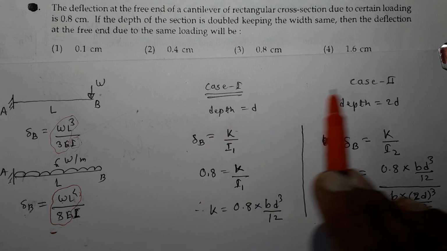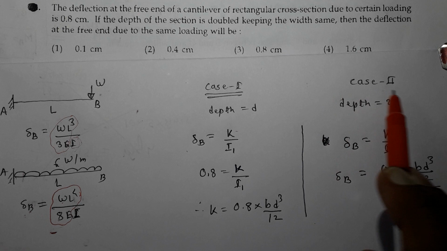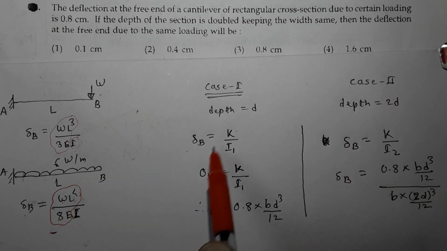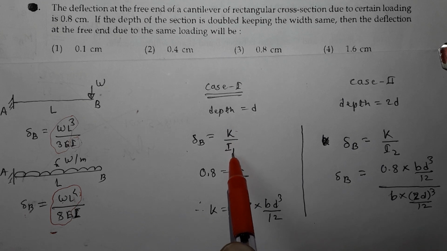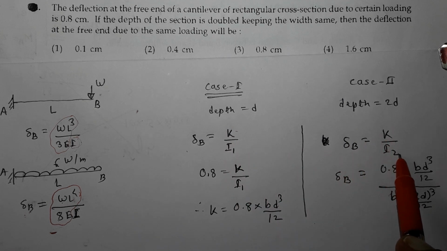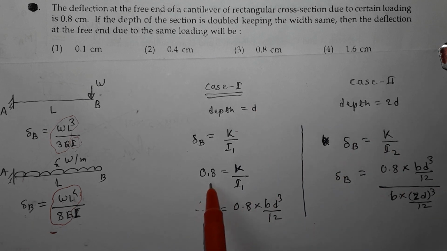Now I am considering two cases. In case 1, depth is D. In case 2, the depth is 2D. So delta B, the deflection at free end, will be K divided by I1 over here. In the second case, the deflection at free end will be K divided by I2. In the first case, deflection is given as 0.8. So 0.8 is equal to K divided by I1. So K can be written as 0.8 into BD cube divided by 12 because it is a rectangular section.